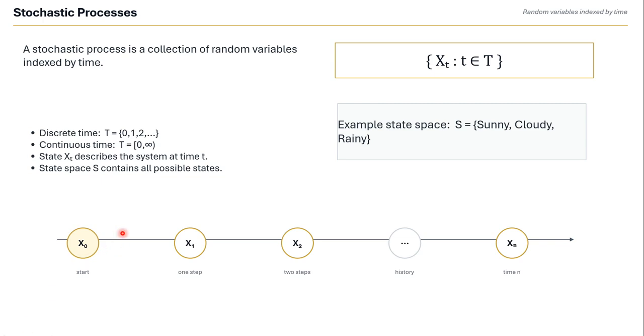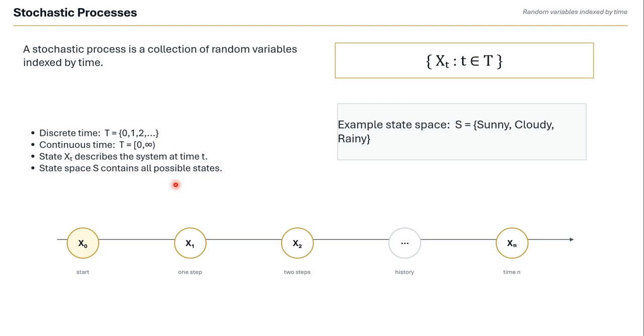Okay, a stochastic process is a collection of random variables indexed by time. We write it as the set of X sub t, where t belongs to a time index set T. The time index can be discrete or continuous. In discrete time, T is usually the set 0, 1, 2, and so on. For example, X0 may describe the system today, X1 tomorrow, X2 the day after tomorrow, and so on. In continuous time, T may be the interval from 0 to infinity. In that case, X(t) describes the system at any real time.